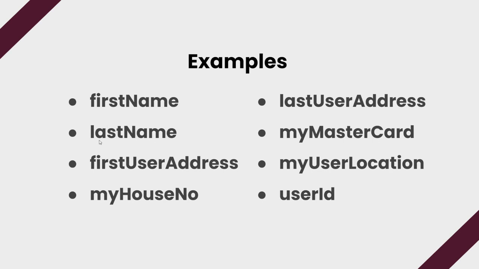Also, you can see that last name follows the same pattern. The entire first word here is in lowercase, but the first letter of the second word is in uppercase. Now, for the third example, we have 3 words, which are first, user, and address. So this is first user address. You can see that the first word has the entire letters in lowercase. But for the second word, the first letter is in uppercase, which is the U. And for address, which is the third word, the A here is in uppercase.